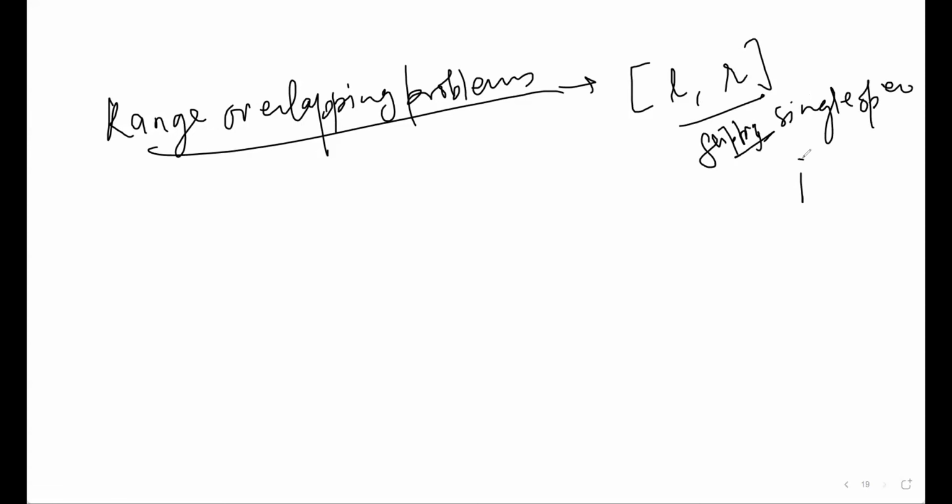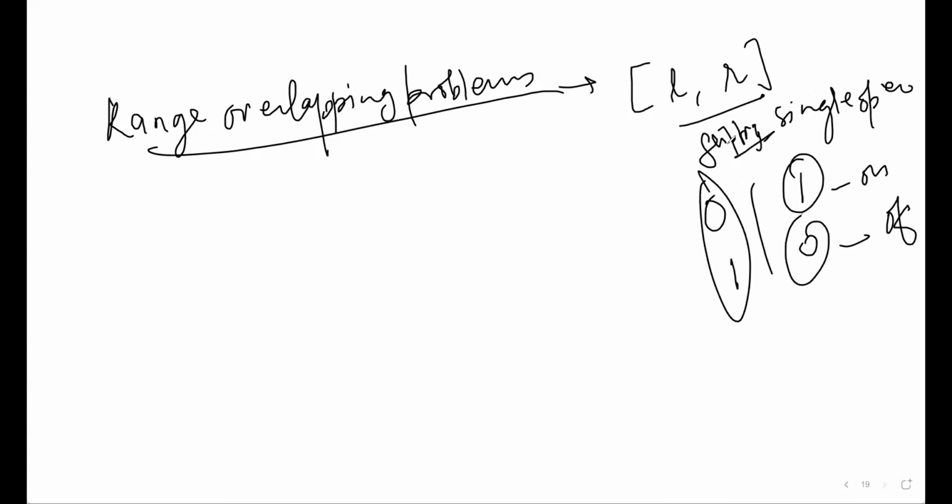If I say 1 means the bulb is on, 0 means the bulb is off, then if I apply the operation here, what will happen? It will flip. An on bulb will turn off, an off bulb will turn on. So what is the technique used for solving this problem? We call it line sweep. This is a very important algorithm, not very hard, but a very frequently asked problem that I have seen in the recent past in online assessment rounds, not from Atlassian, but other companies also.